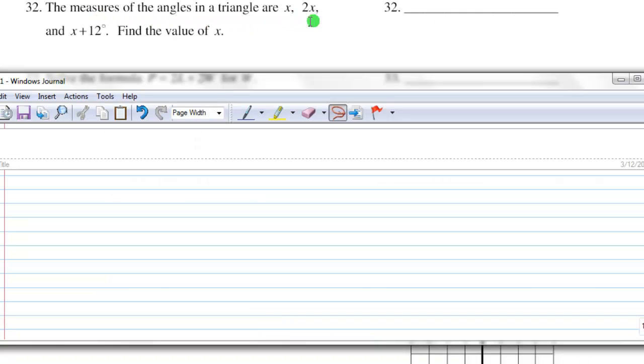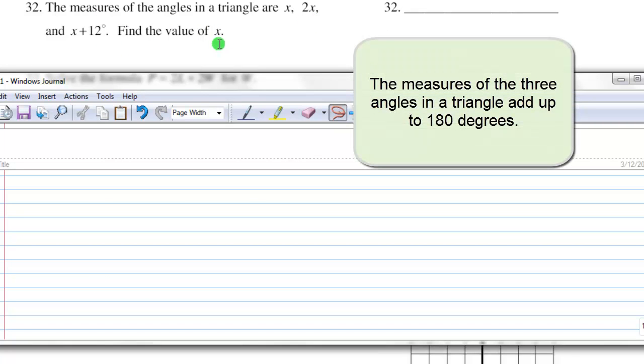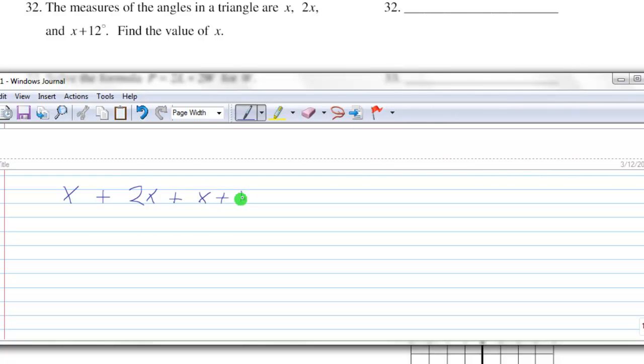Now we're going to find the measures of the angles in a triangle when we know they're x, 2x, and x plus 12. Find the value of x. And since we know that the measures of the 3 angles in a triangle add up to 180 degrees, this is going to give us our equation. So we're going to add x plus the 2x plus the x plus 12, and that equals 180.